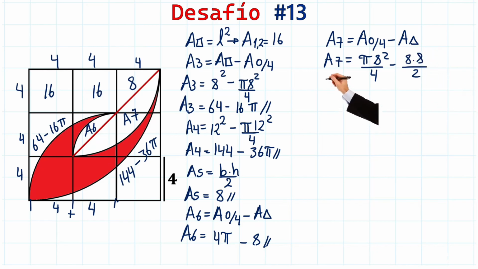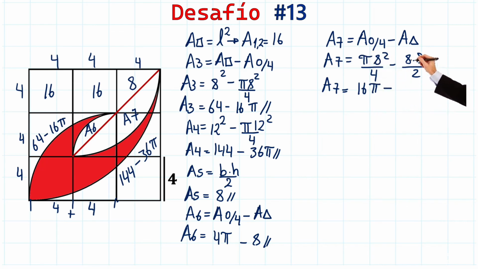We have that area 7 is equal to 8 squared is 64. 64 divided by 4 is 16. 16 pi minus 8 times 8 is 64. And divided by 2 is 32. Phenomenal. We already have all the areas, and we can now find the shaded area.